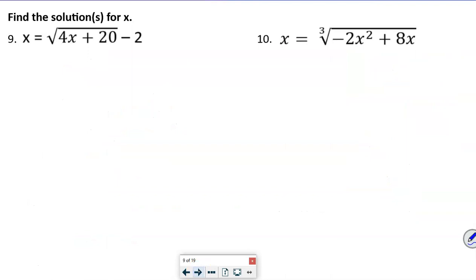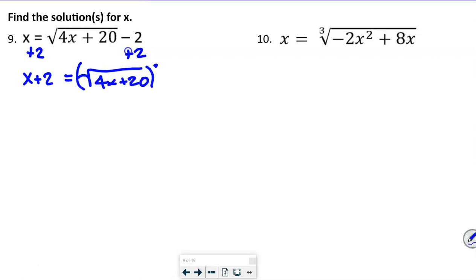All right, so here's our next set of problems. So this says find the solutions for x. So first thing I'm going to do is add that 2 to both sides. So that's going to be x plus 2 is equal to the square root of 4x plus 20. Then I have to take the square of both sides. So that's going to be x squared plus 4x plus 4. And I know this isn't the same problem y'all have on your sheet, but you need to do this one, not the one that's on there, okay?